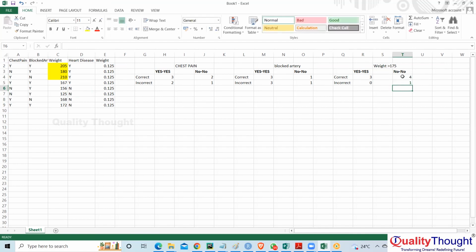So this is the first step. After creating the stump, find these values. Now we have to find the Gini index. Gini index is your total correct by your total error.